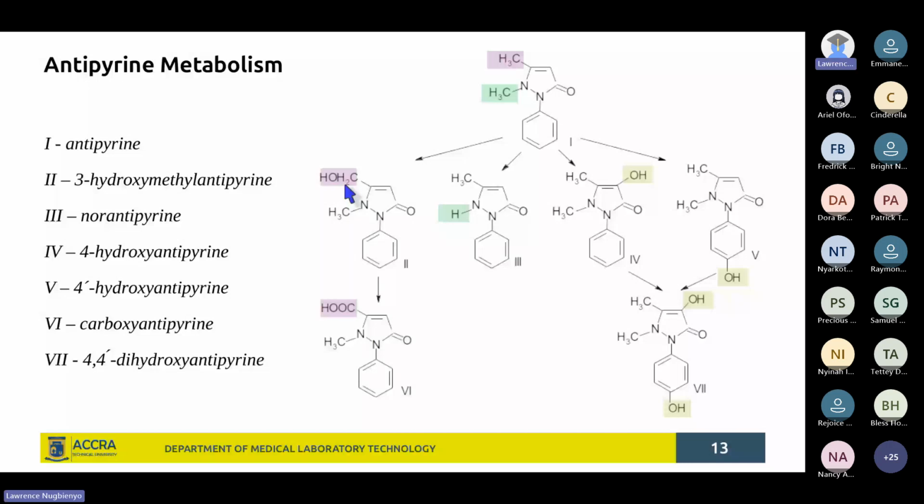Now, if you come down that same pathway, you see that CH2OH has now become a carboxyl group, COOH, which is a further oxidation. That's a further oxidation.